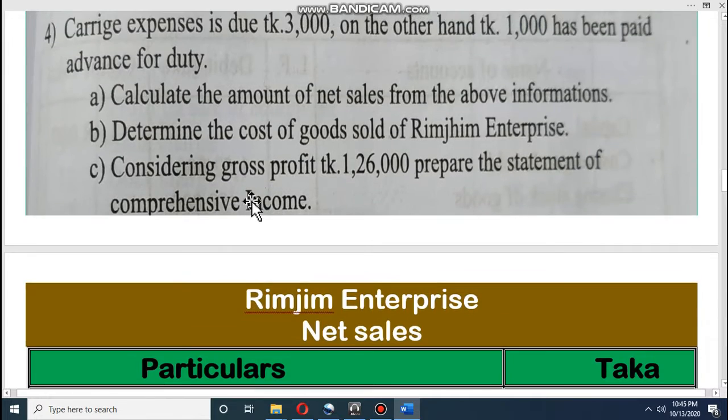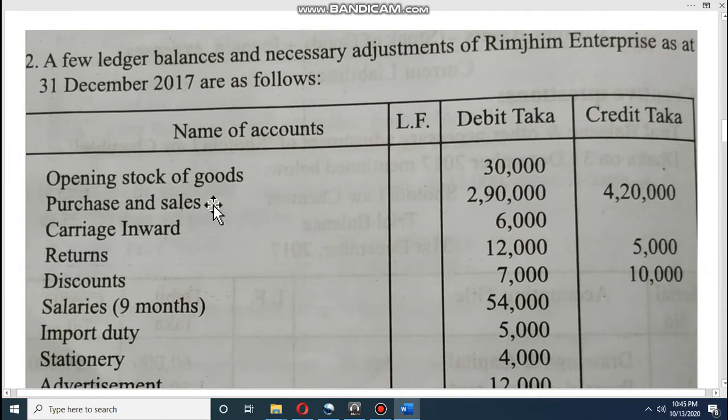Let's see the question. Dear student, in this math we have sales, it is 4,20,000. We have return, look at, it is 12,000, it is 5,000. Which one is sales return? Dear student, if you can remember, in the trial balance chapter, we have learned that sales return is in the debit side. So sales return is 12,000 and purchase return is 5,000. So sales 4,20,000 minus sales return 12,000.